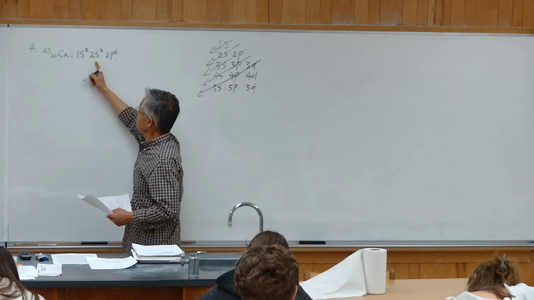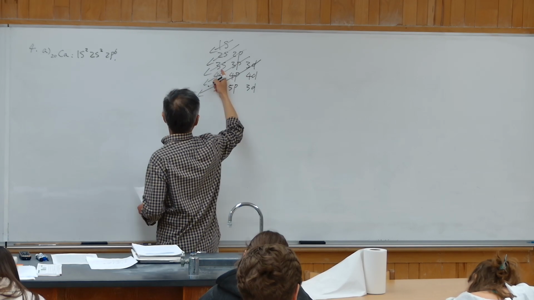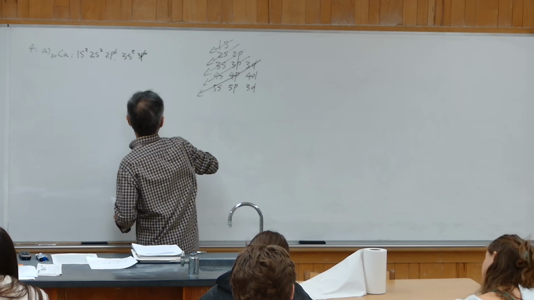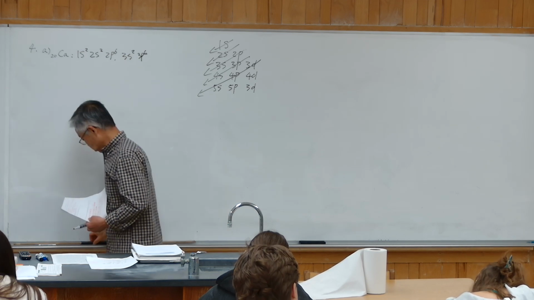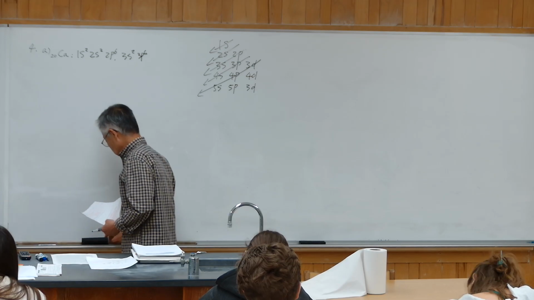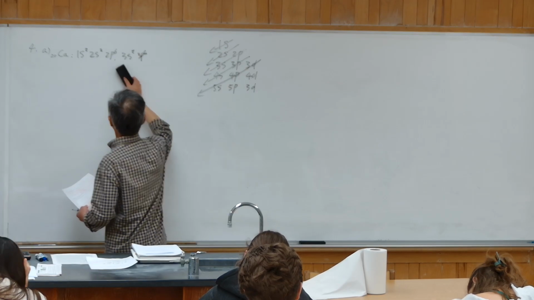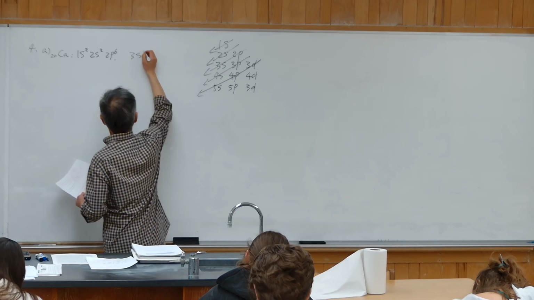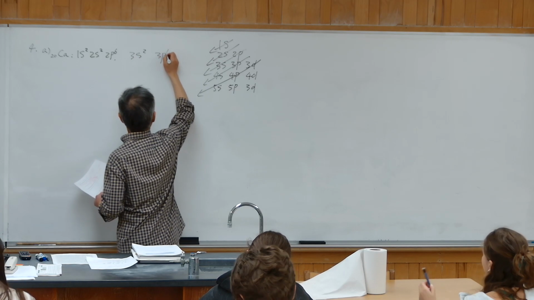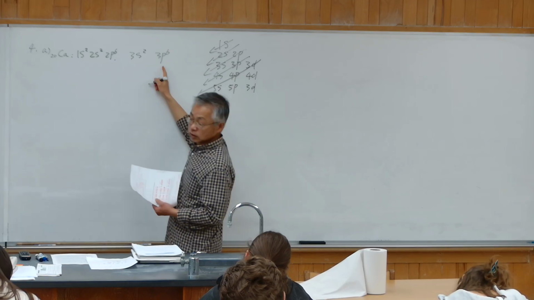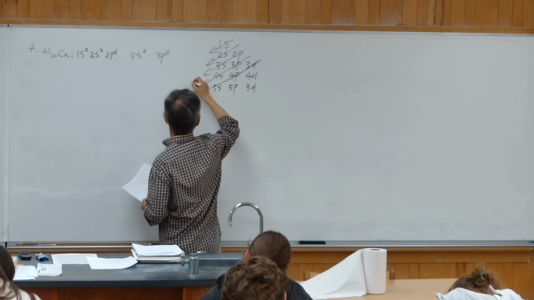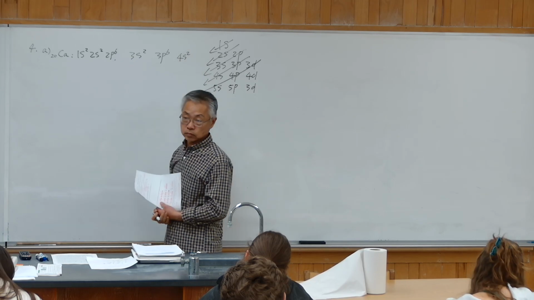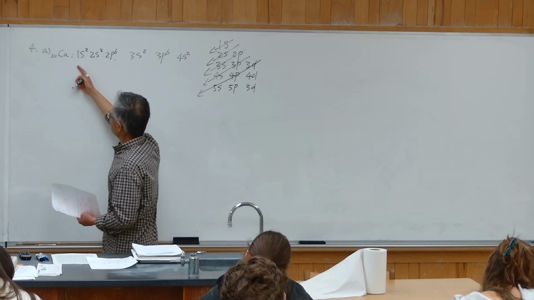Total 10, so we still have electrons left. Then 3s, 3p. We need to leave more space to draw the orbital diagram. 3s, 3p. Now it's 18, right? Then 4s, 2. Now it's 20. Now draw the orbital diagram.